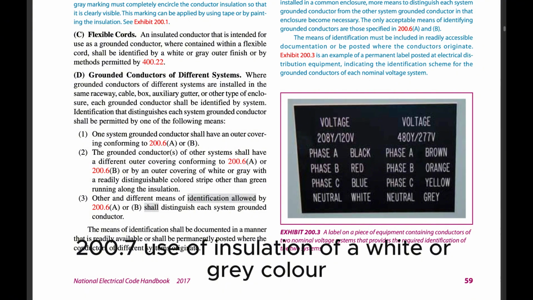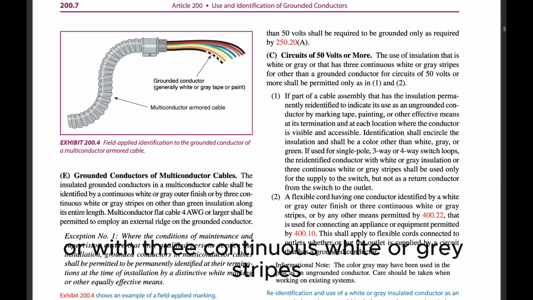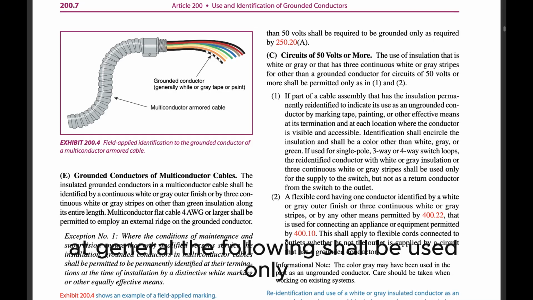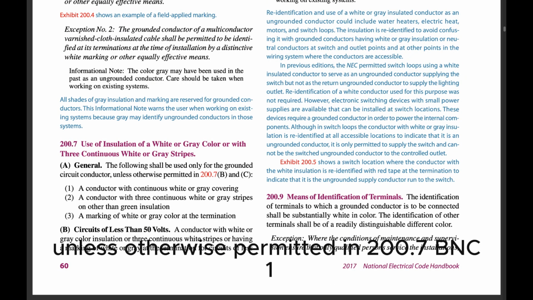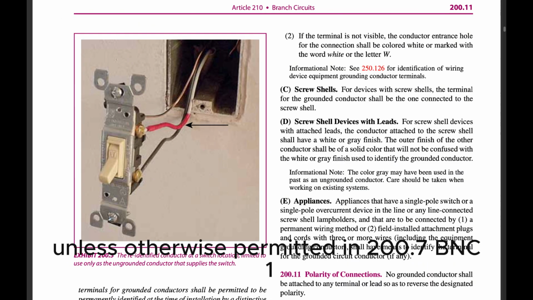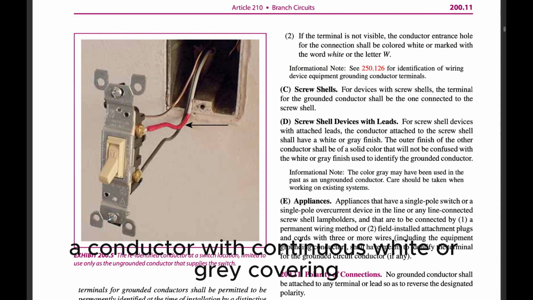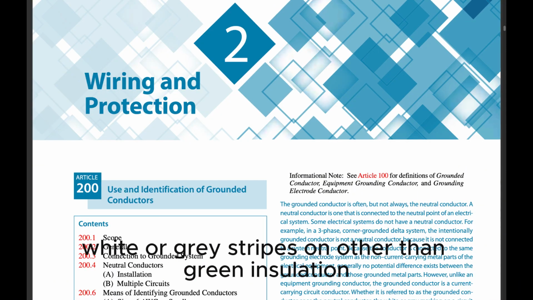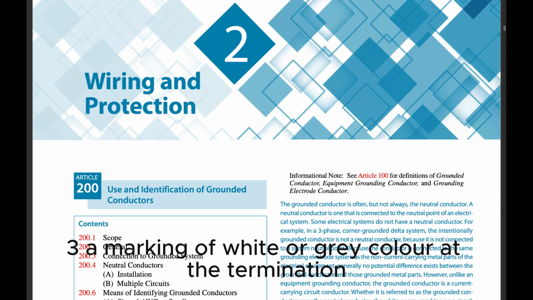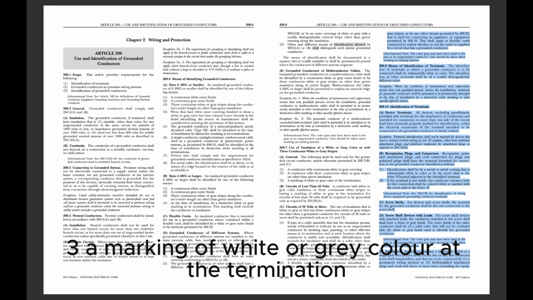200.7 Use of insulation of a white or gray color or with 3 continuous white or gray stripes. A. General. The following shall be used only for the grounded circuit conductor, unless otherwise permitted in 200.7 B and C. 1. A conductor with continuous white or gray covering. 2. A conductor with 3 continuous white or gray stripes on other than green insulation. 3. A marking of white or gray color at the termination.